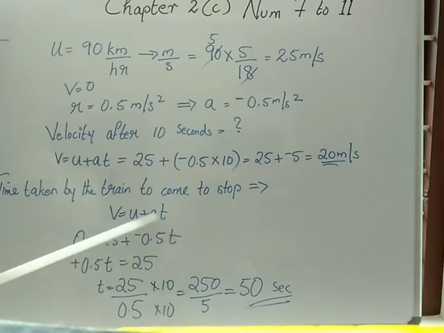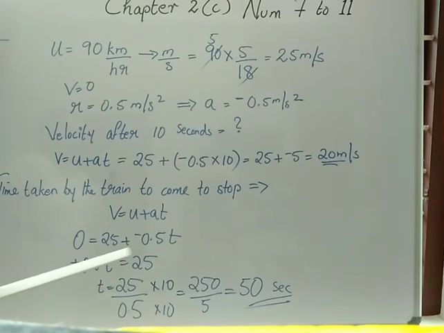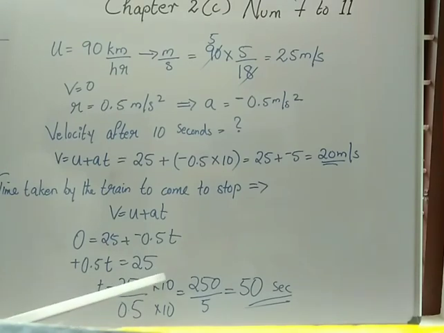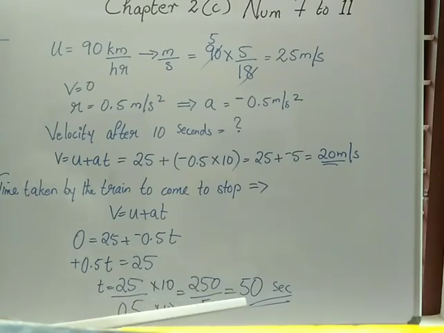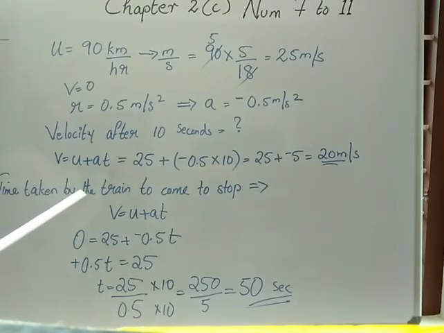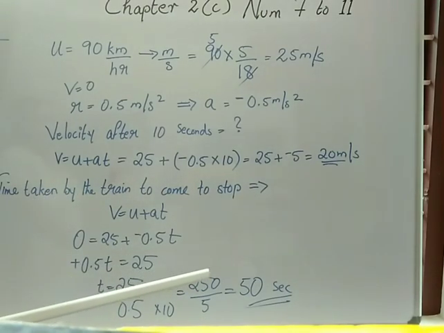So from here, negative 0.5 t, when I take it to the LHS side, negative will become positive. Positive 0.5 t equals 25. So time is equal to 25 by 0.5. To remove the decimal, we multiply both numerator and denominator by 10. You will get 250 by 5, that is 50 seconds. So the time taken by the train to come to a stop is 50 seconds.